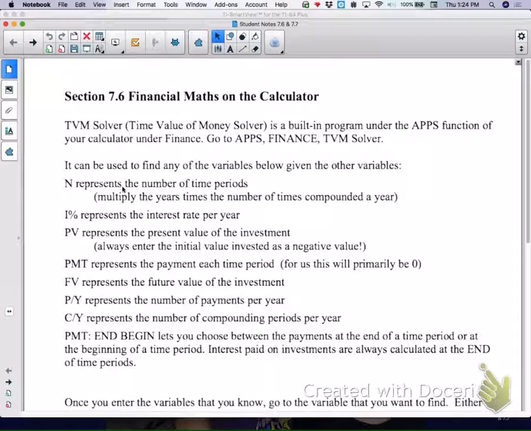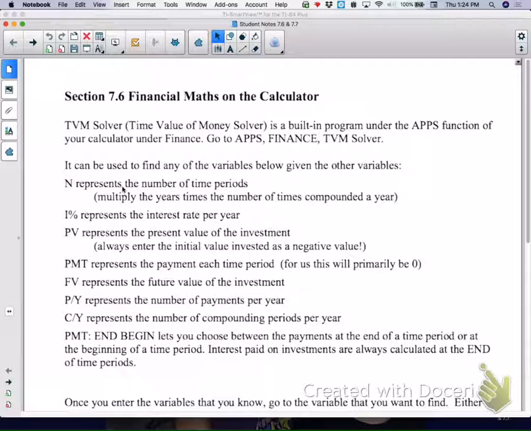So the N represents the number of time periods. Now, that's not going to be just 5 years. You have to take your compounding into consideration. So you're going to take the number of times a year that you're compounding and multiply that times your years. So if you've got 5 years and you're compounding quarterly, that's 5 times 4, so you would put 20 in that spot. The I percent represents the interest rate per year, and it does say percent there, so it'll remind you that you're putting that in as a percent.